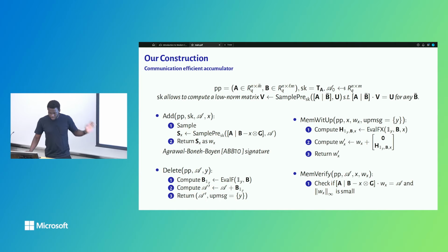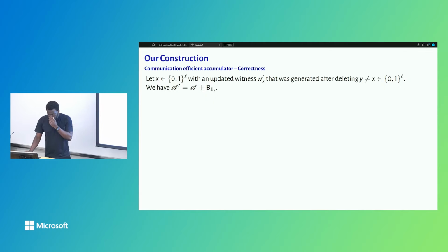So at least I hope that you believe me that the verification is fine here, and I'm going to show you that actually performing deletions and membership witness update this way is correct, in the sense that after updating your witness, you will be able to recover the accumulator value during the verification. Okay. So how is that going to work?